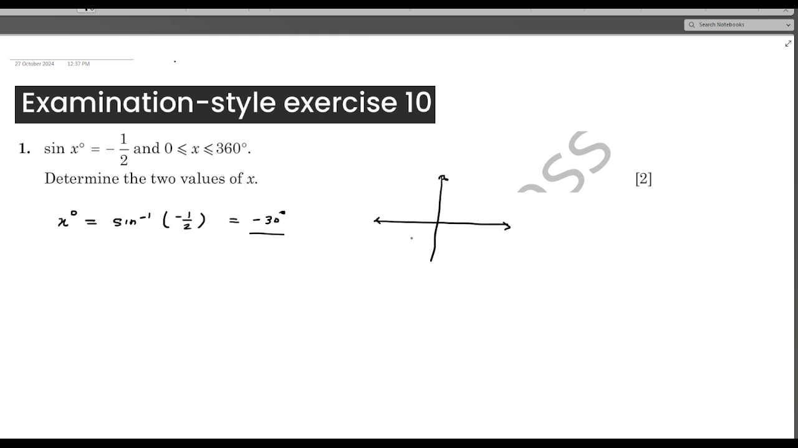When the value of sin x is negative, that means your angle is either in the third quadrant or in the fourth quadrant. So your angle will be something like this. This angle we need to find out, or your angle will be like this. We have to find out this whole angle, if we have to find the angle between 0 and 360.